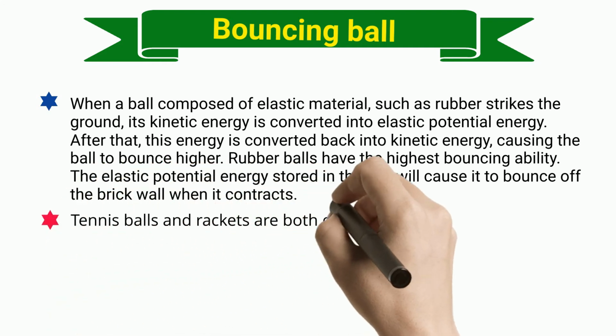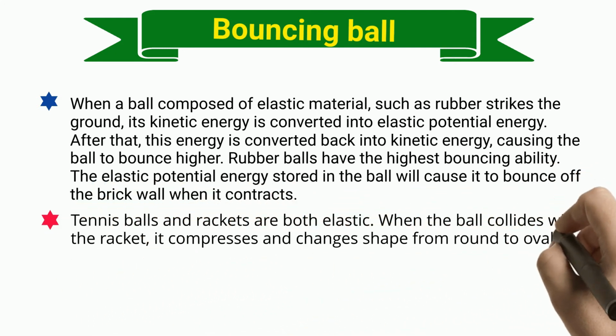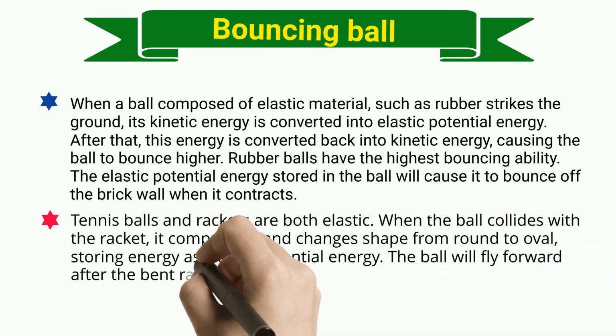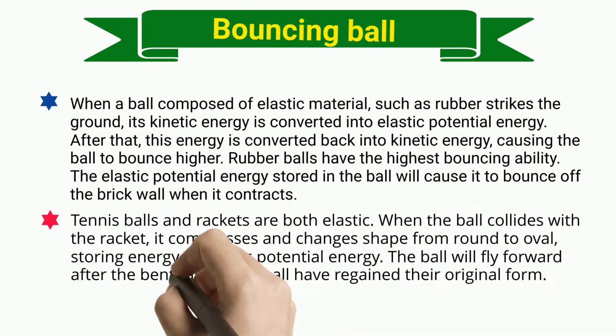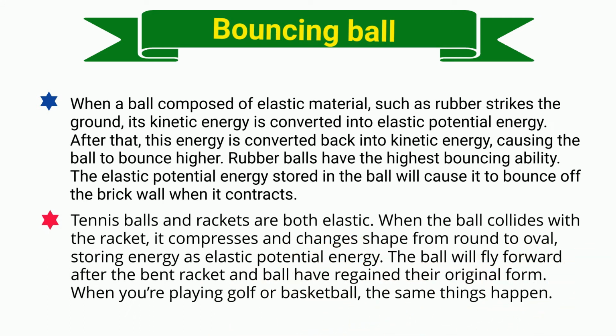Tennis balls and rackets are both elastic. When the ball collides with the racket, it compresses and changes shape from round to oval, storing energy as elastic potential energy. The ball will fly forward after the bent racket and ball have regained their original form. When you are playing golf or basketball, the same things happen.